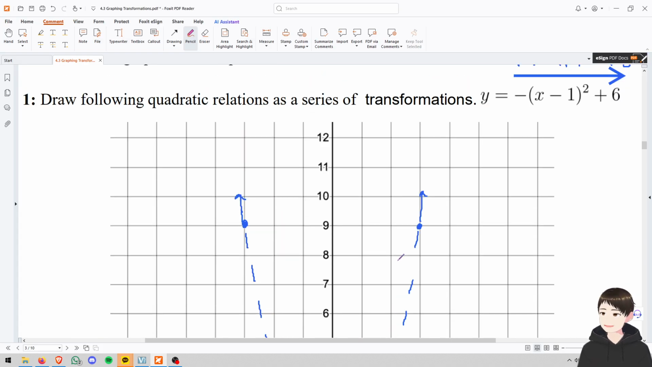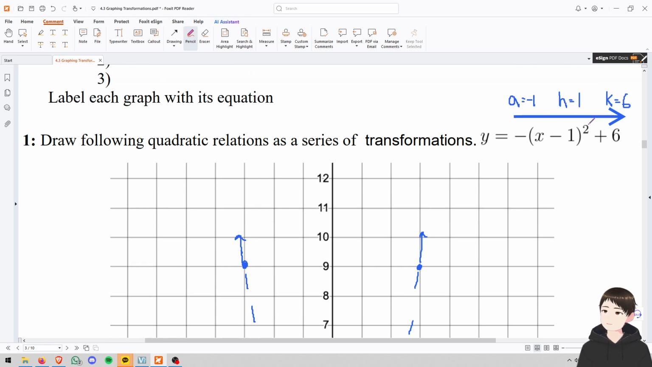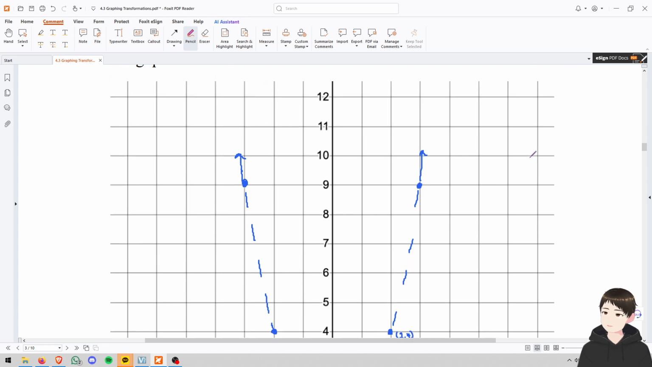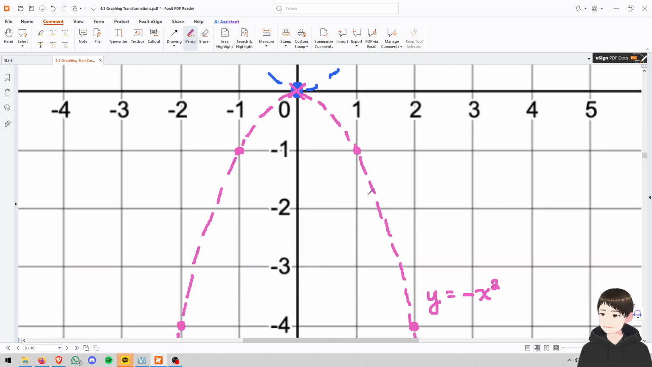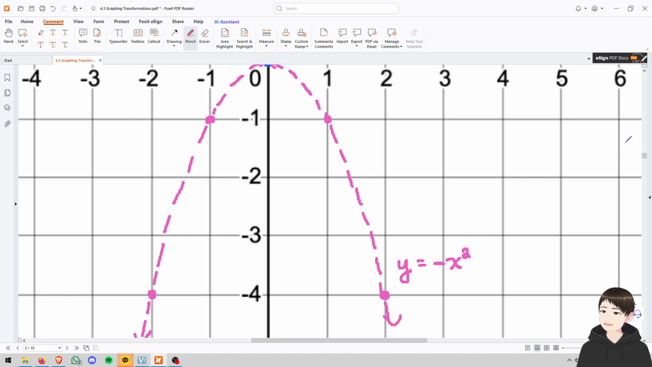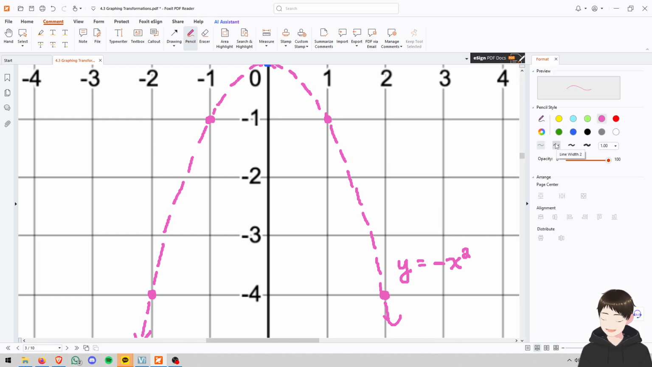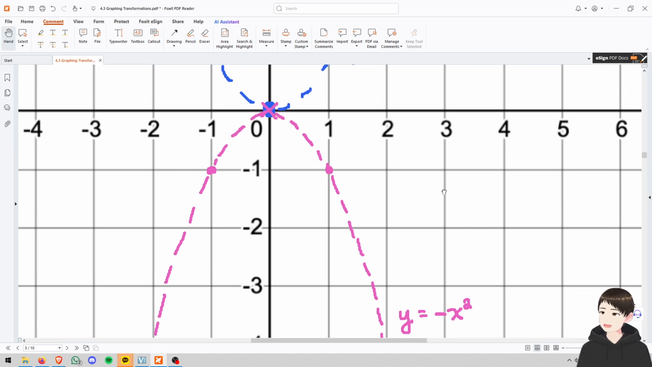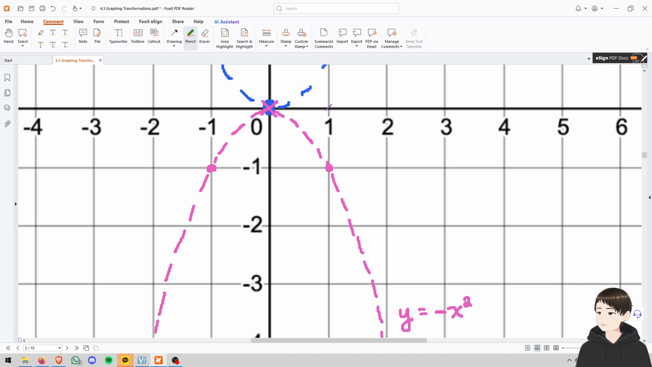From my pink, I must move to the right by 1. So I hope you have practice. You know that if the h appears negative in the function, it's because the h is actually a positive value. So here we go. Every x value is going to move to the right by 1. But instead of adding by 1, I think it's easier to look at the point and say, okay, this is my pink. I am moving to the right by 1.